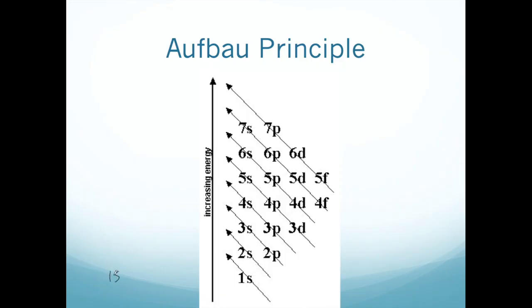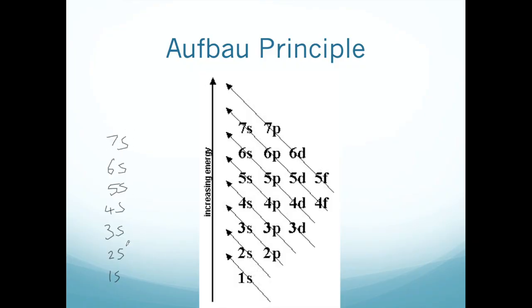So I start off with my 1s orbital, then 2. So let's do all my s orbitals. So 2s, 3s, 4s, 5s. You could keep going, or you could stop wherever you need to. You probably don't need to go all the way up to 7s, but let's say we do.